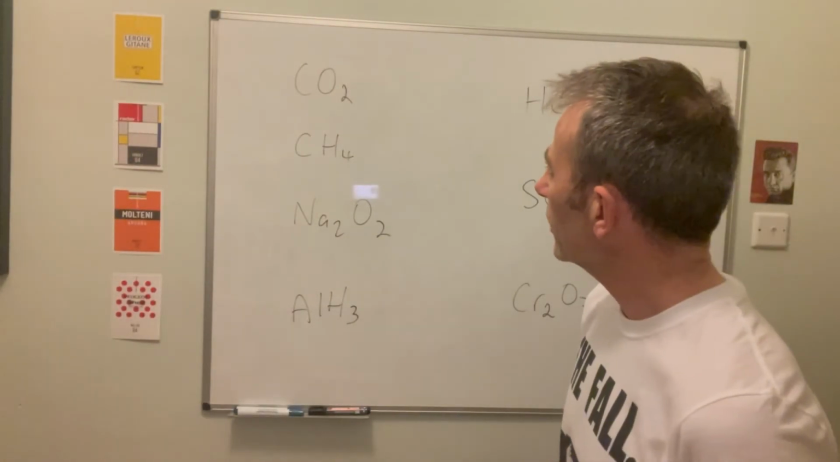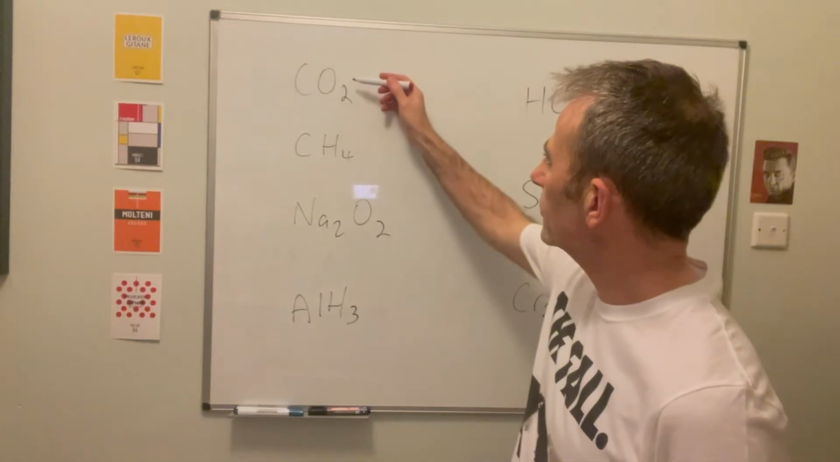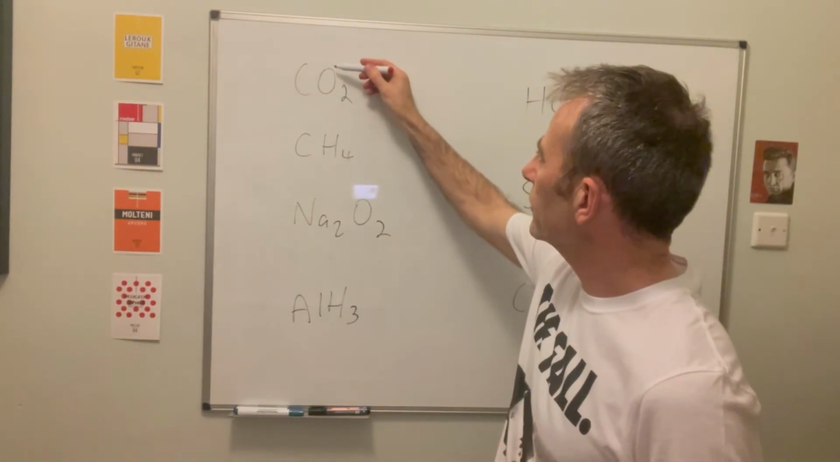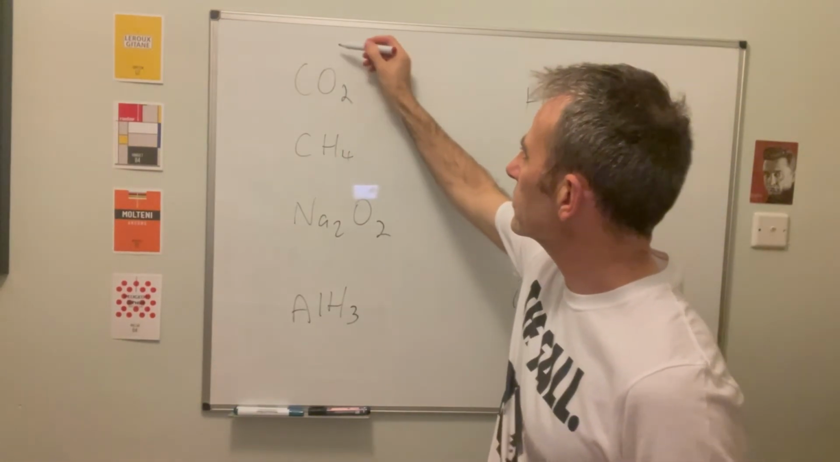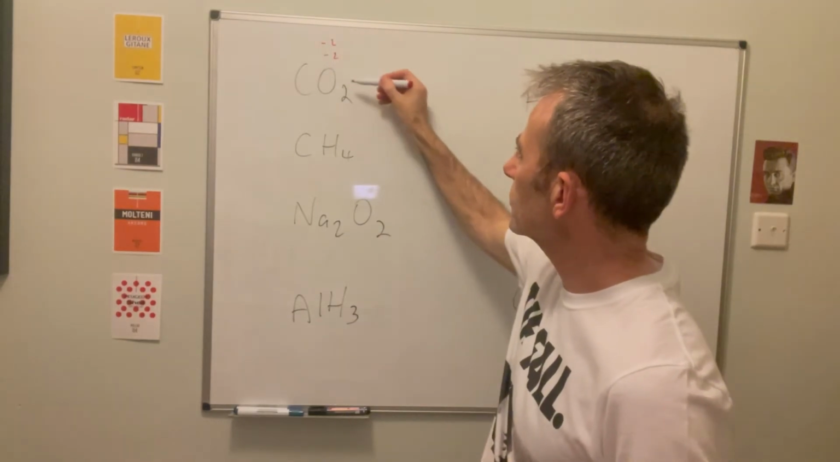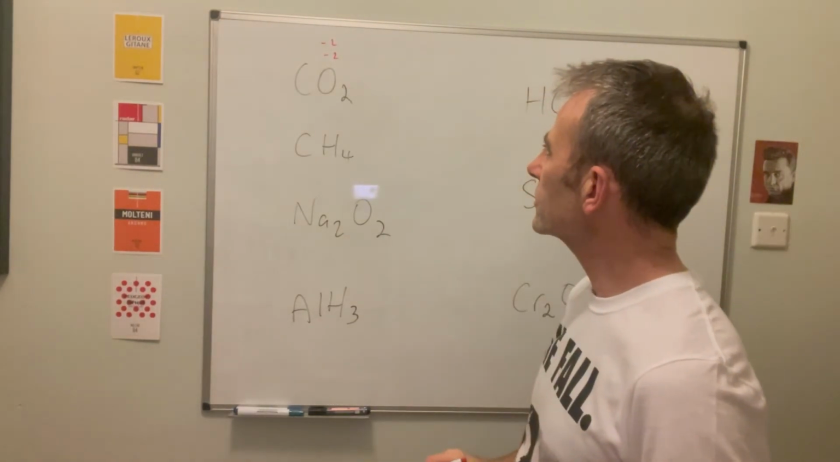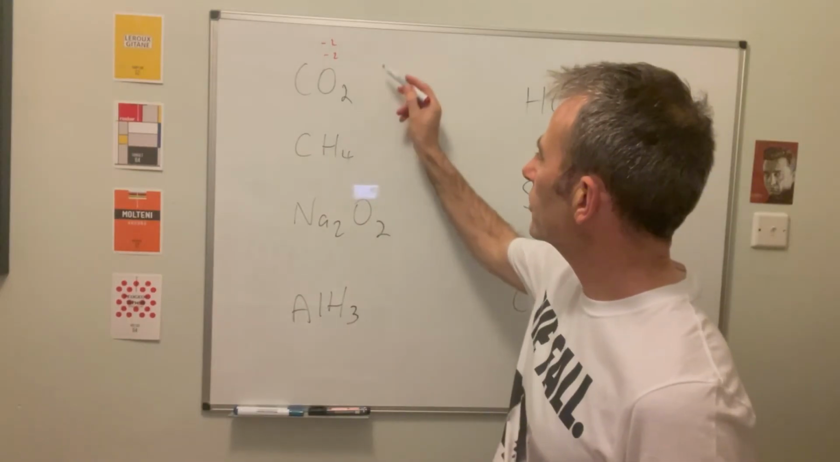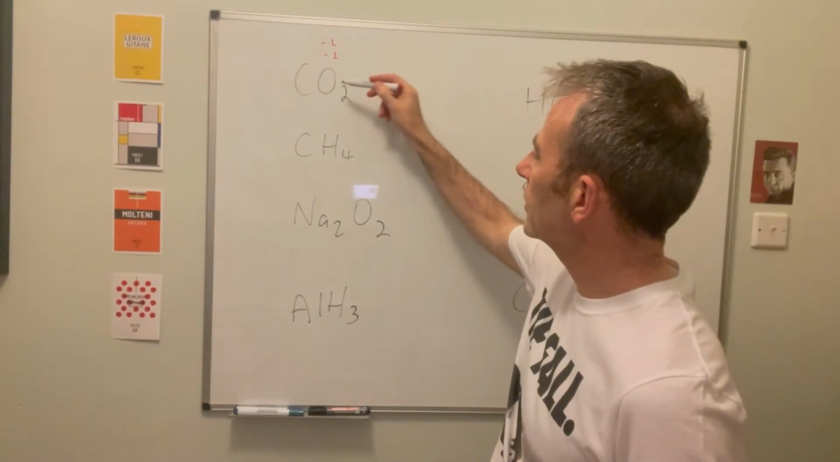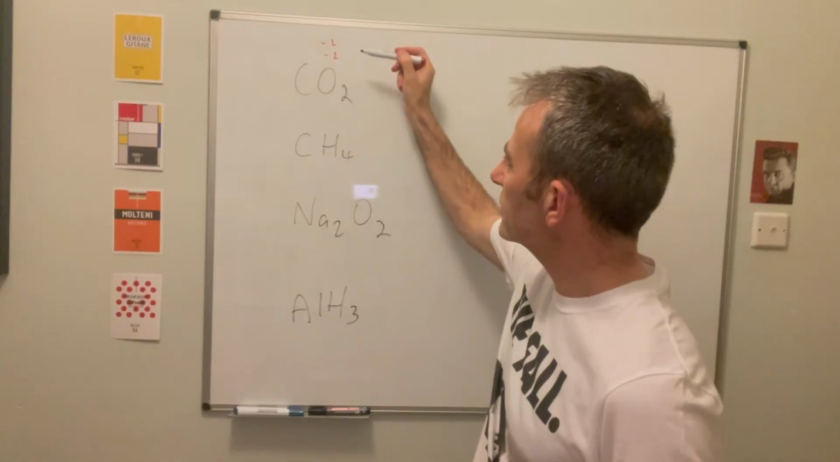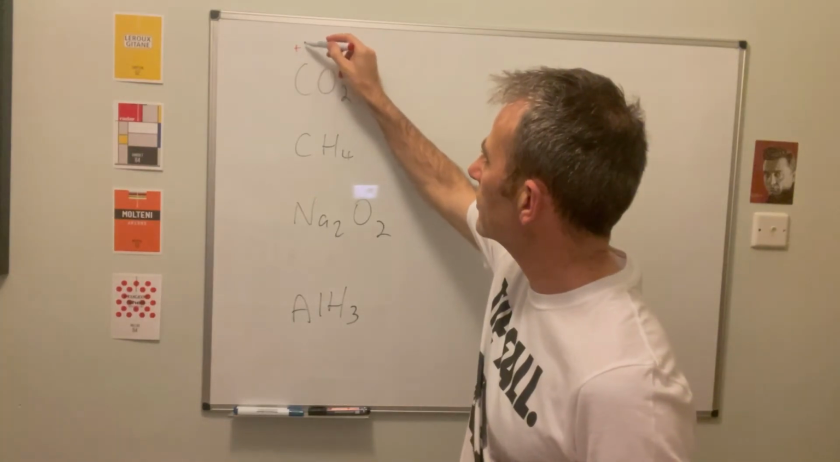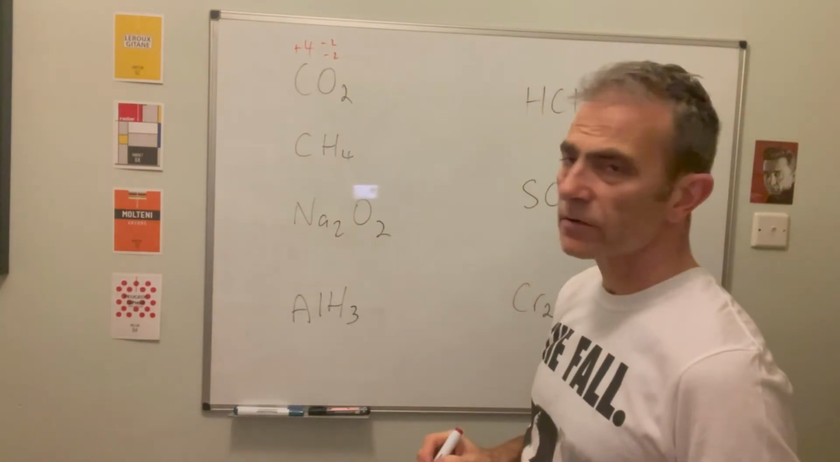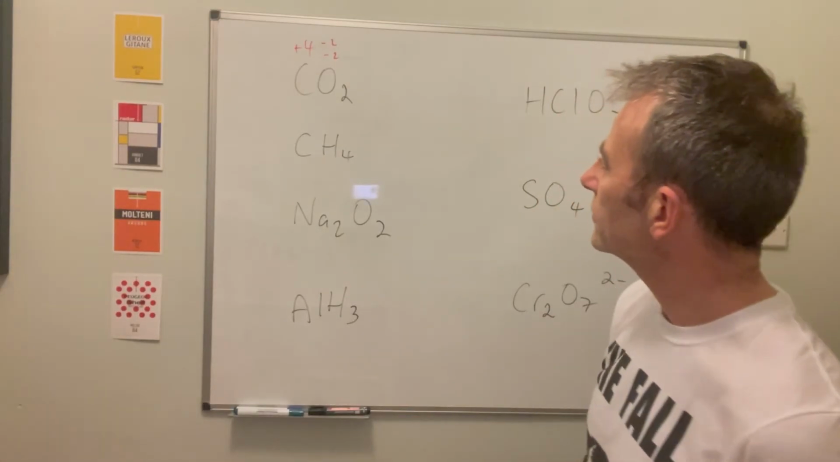Okay, so we'll make a start on the answers. The first one, carbon dioxide: we've got oxygens in the rules, so -2 twice because there are 2 O's in CO2. So the overall charge is 0. To get the charge to 0, the carbon needs to be putting in +4. So the answer to number 1 was +4.